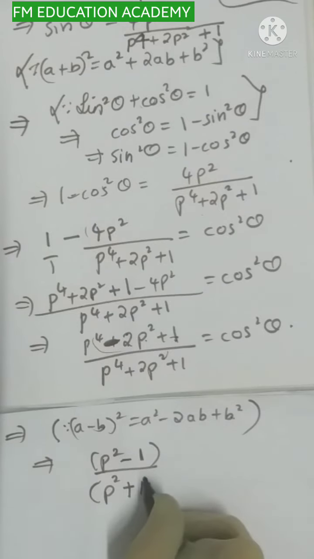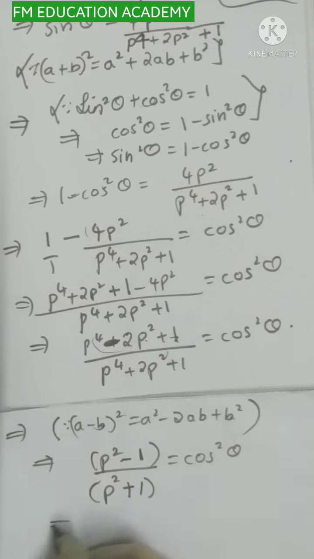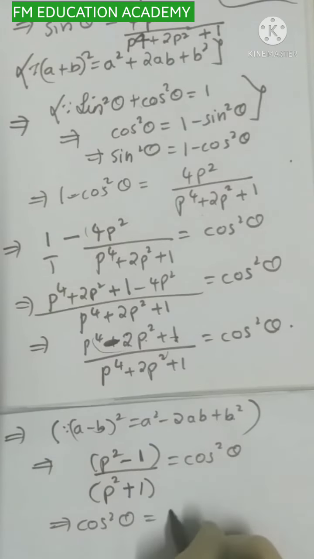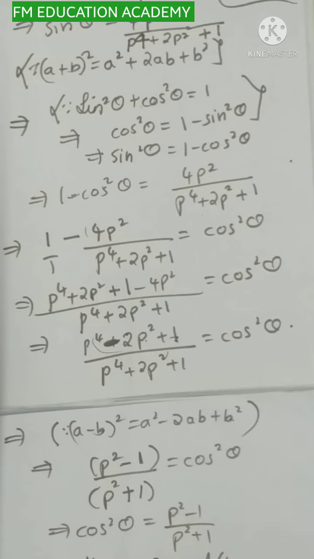So this is equal to cos square theta. This only we had to prove, that cos square theta is p square minus 1 by p square plus 1. Hence proved. See, it is so simple. You have to just practice. If you're not understanding, rewind it and understand it. If still you have any doubts, you can comment below.